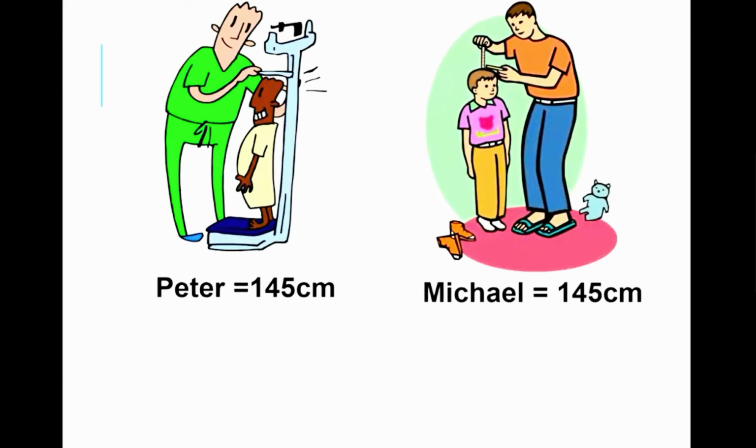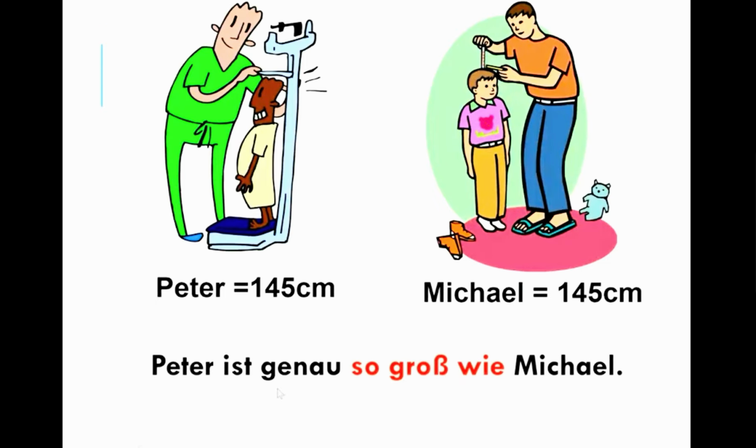Michael, wie hoch ist Michael? 145 Zentimeter. Is the height same? Can we say Peter ist so groß wie Michael? Or Peter ist genauso groß. Genauso means equally same. Genau, equally same. Genauso groß wie Michael. Okay? So so groß wie or genauso groß wie, both mean the same. That means equal as, same as.